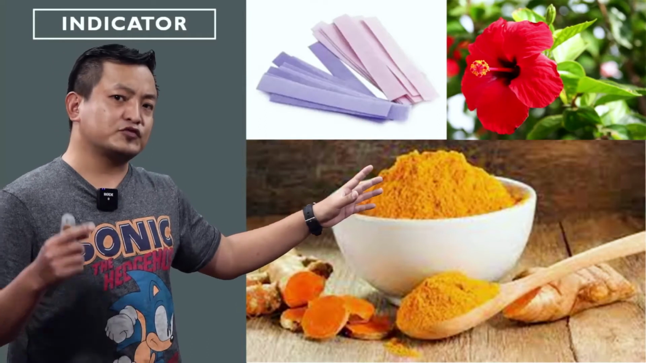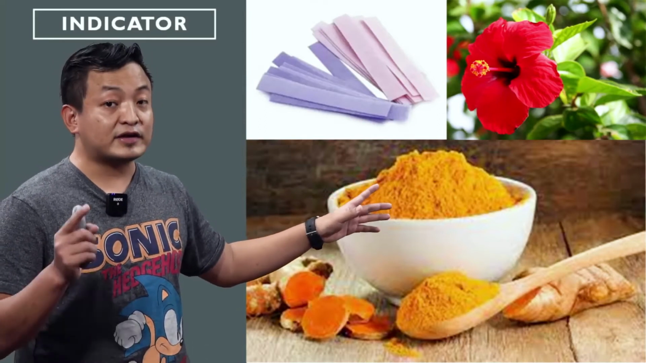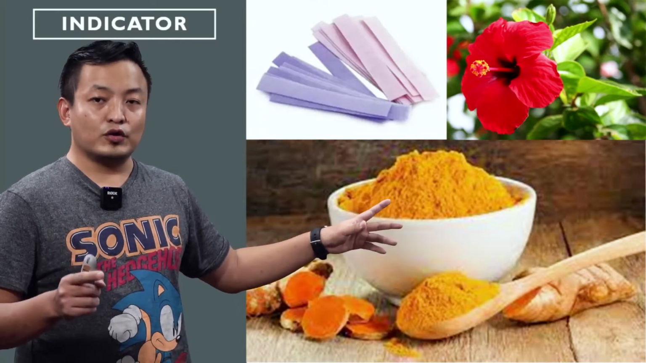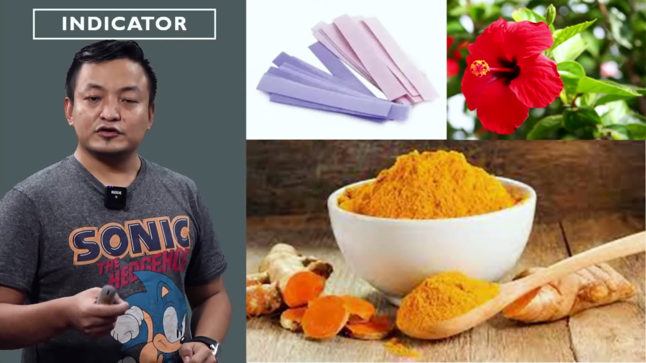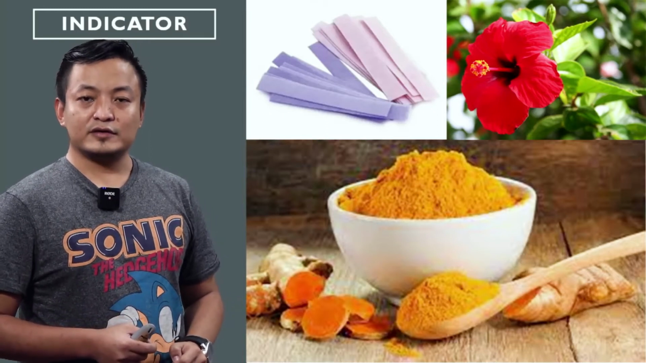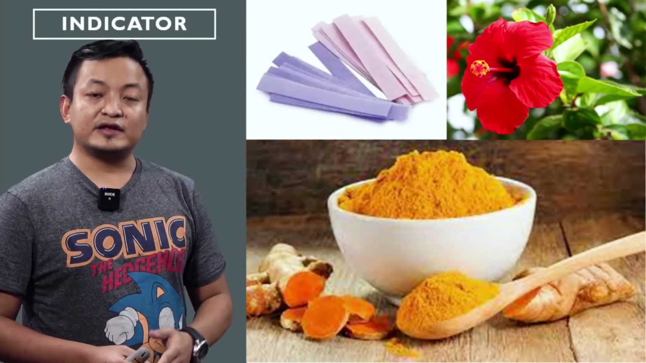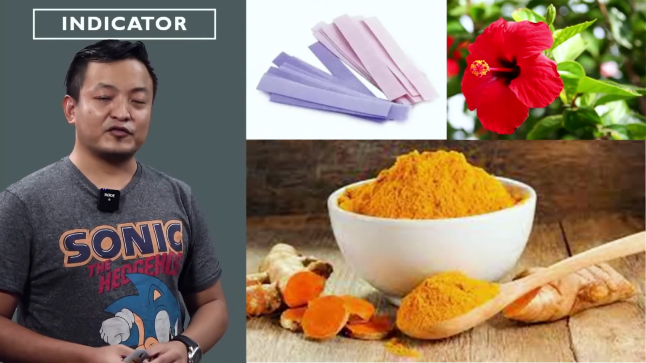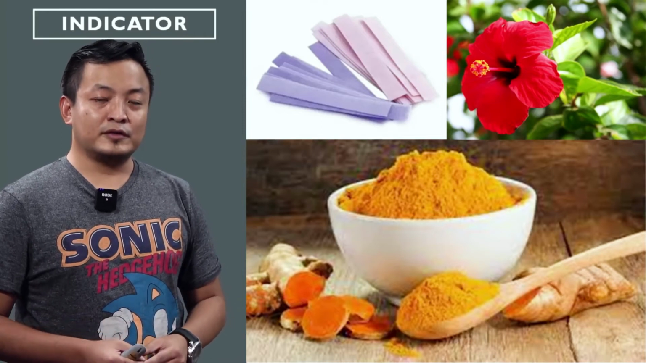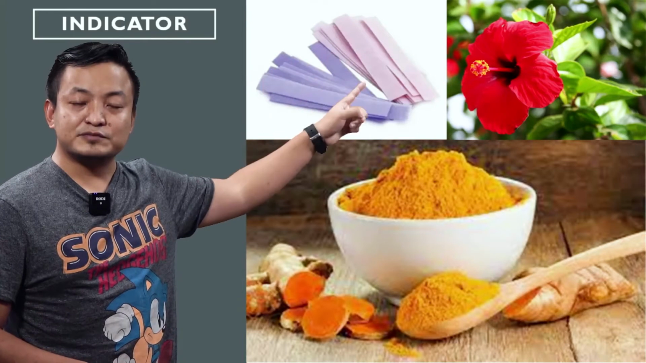And now let us recall what an indicator is. With the help of an indicator, we will know whether a substance is acidic, base, or neutral. Okay? Now, they will change their color in an acidic solution or in a basic solution. And with the help of that, we will know. So let's see first about litmus paper.